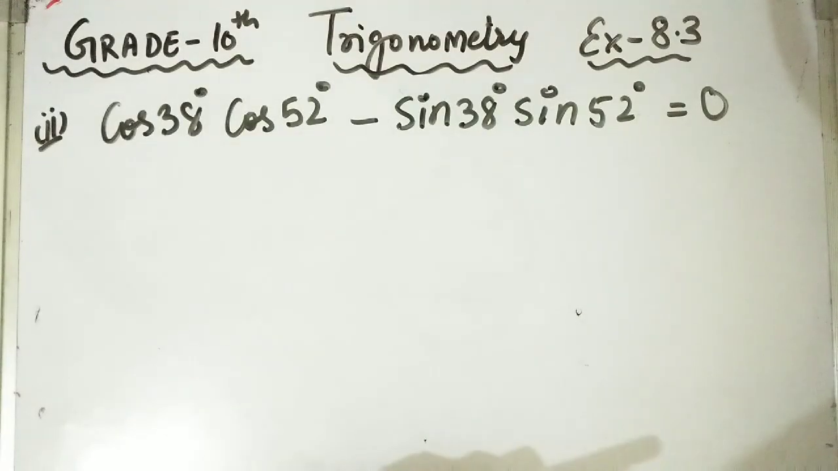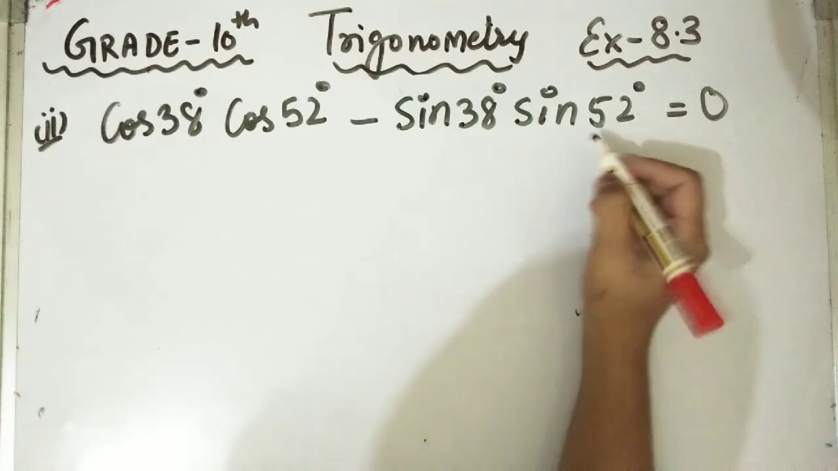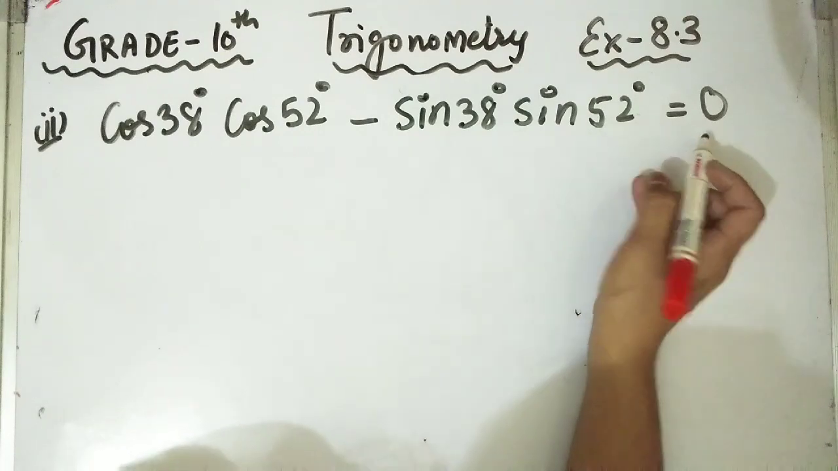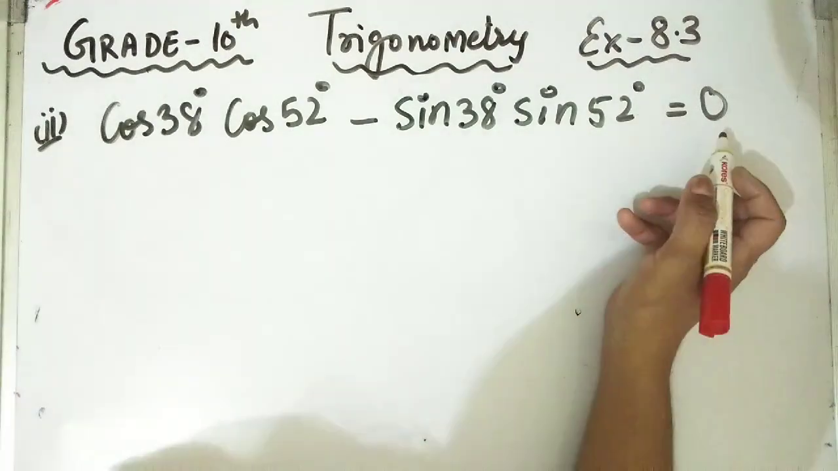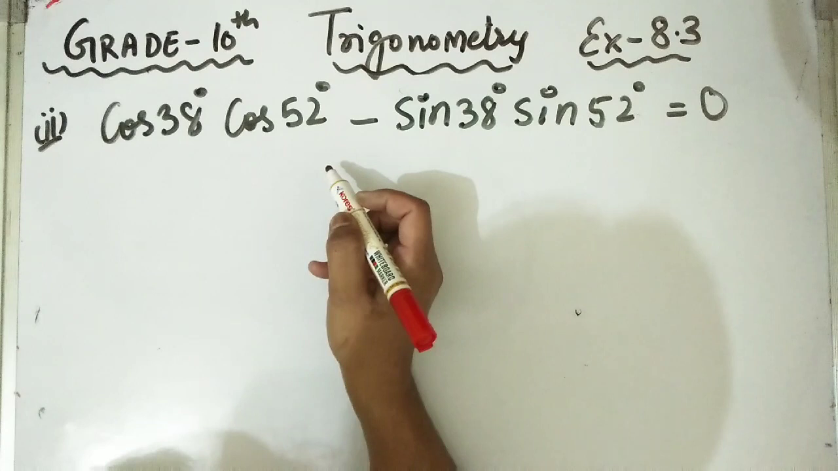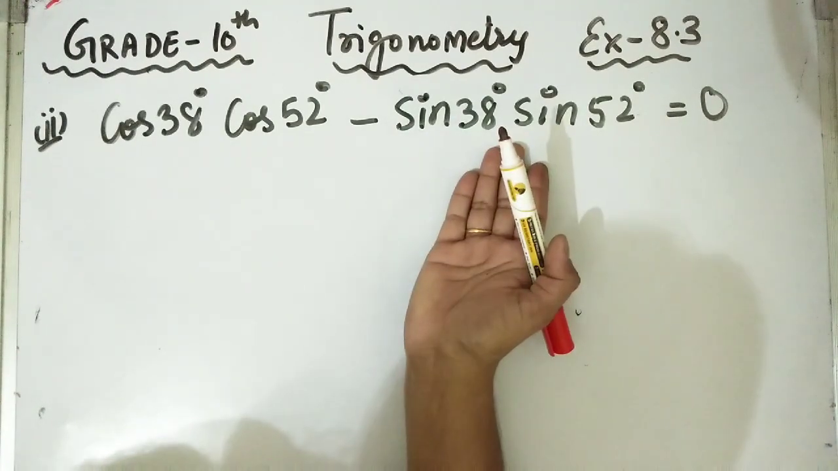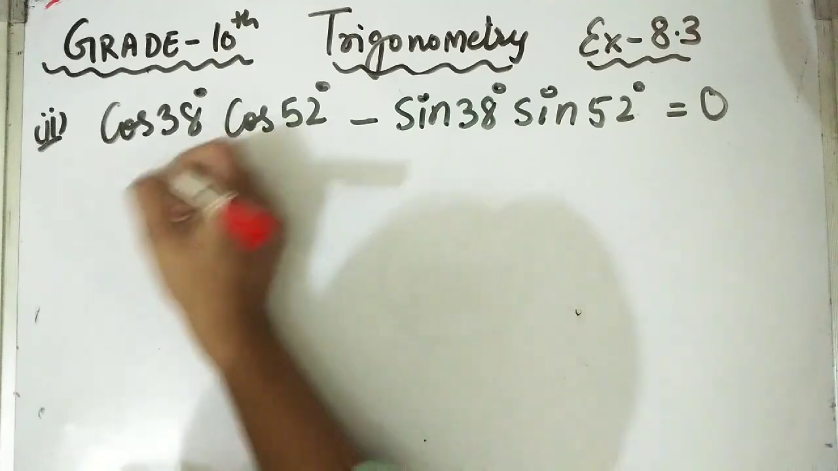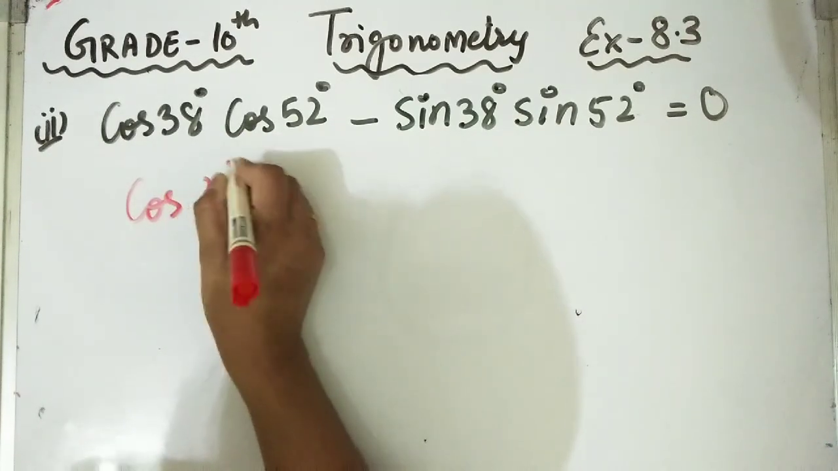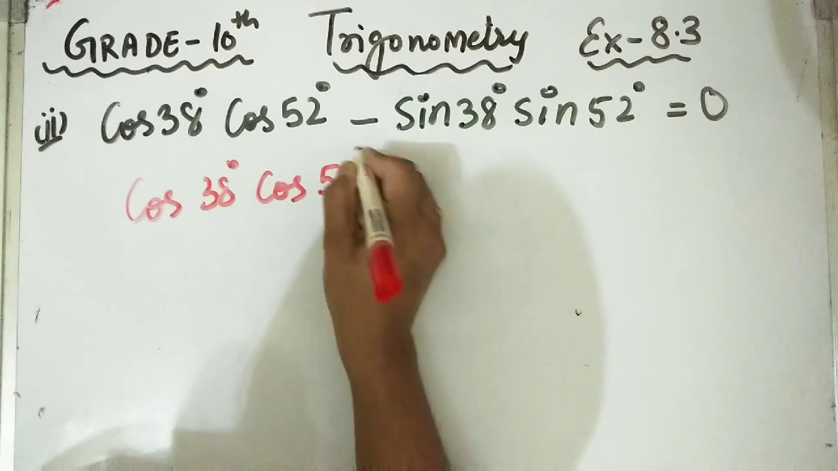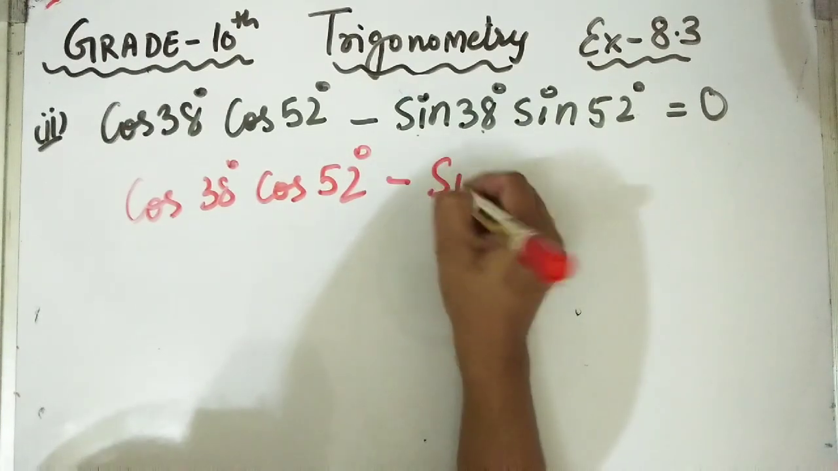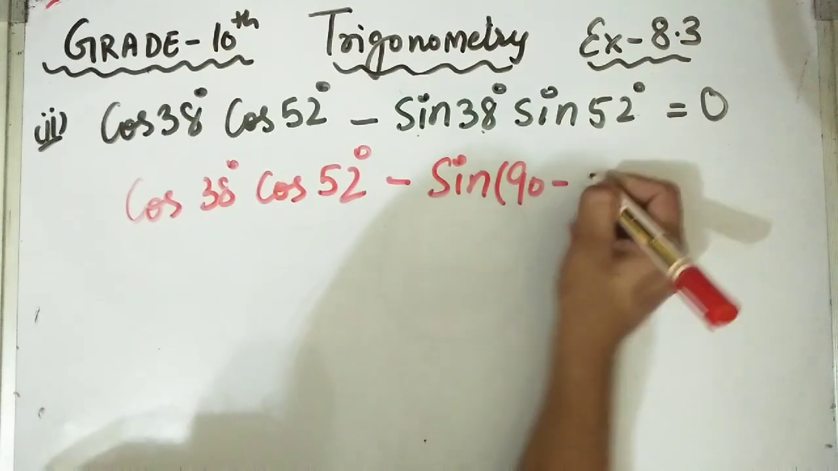So the next question is cos 38 degree cos 52 degree minus sin 38 degree sin 52 degree equals to 0. That means your answer should be 0. You can convert either cos or sin. You have two options here. I'm going to convert the sin, right? So I'm going to write sin 38 as sin 90 minus 52.